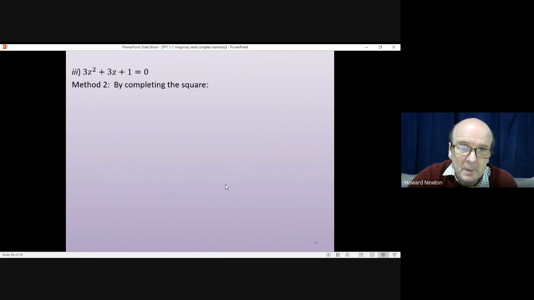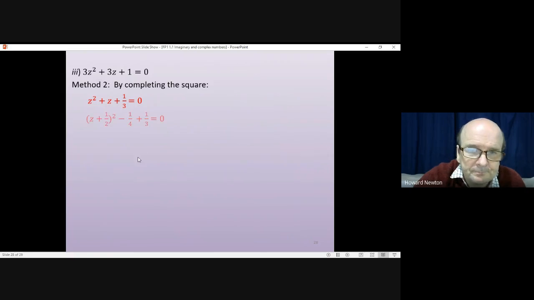The third question, I said I'd use completing the square. It's a method some of you will have met before, but my guess is some of you haven't. Completing the square, the first thing we would do to make it easier using this method is just divide through by 3. So everything has been divided by 3. So this equation changes to z squared plus z plus a third. 0 divided by 3 is 0, so there's no problems there.